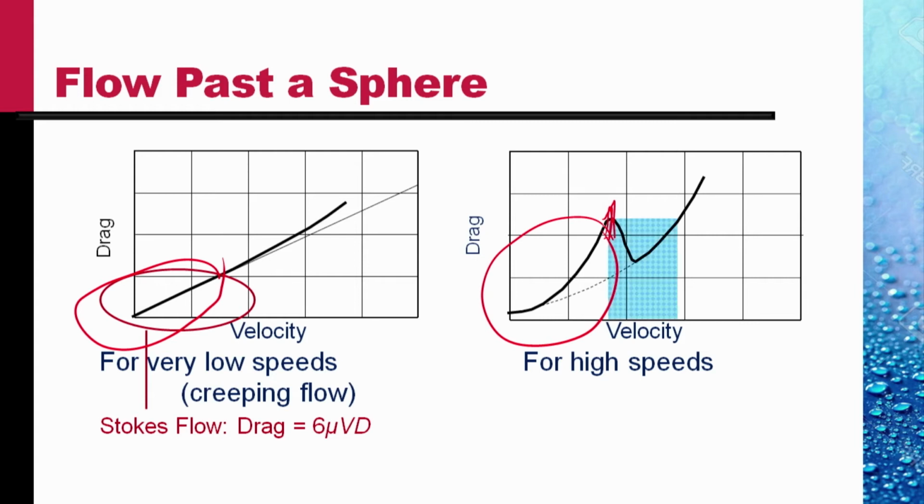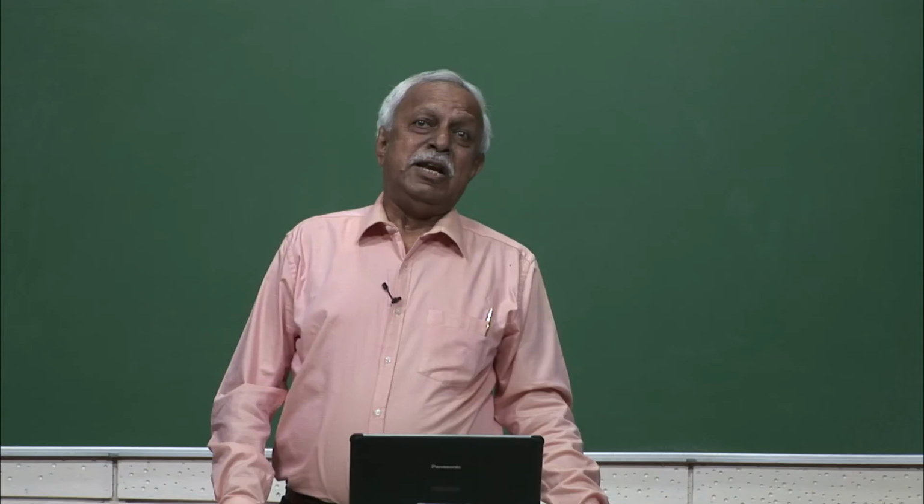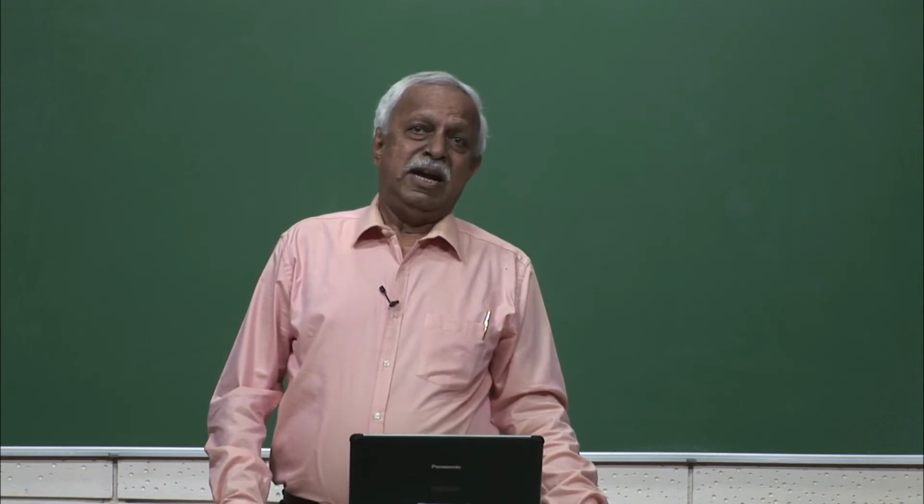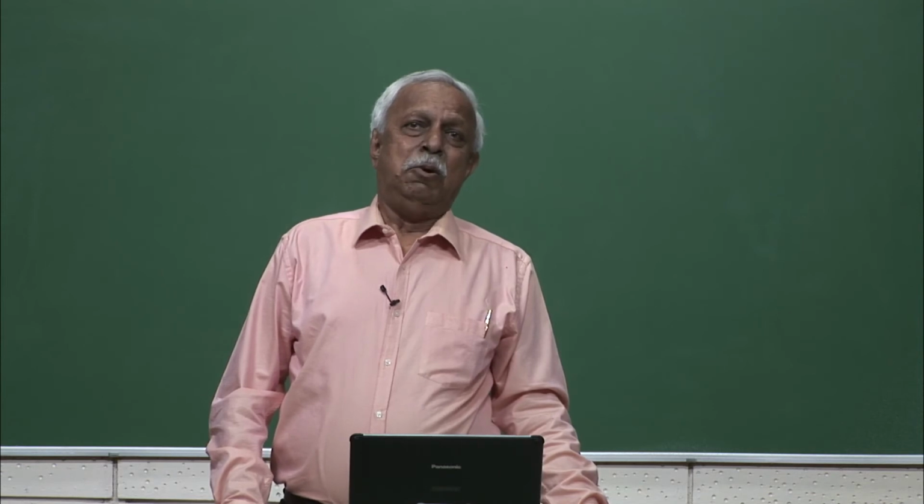You see, it is only after the velocity increases to the right edge of the blue rectangle that the drag has caught up with the drag which was at the left edge of the blue rectangle. So in all this region, the drag is less than what was at the left edge of the blue rectangle.